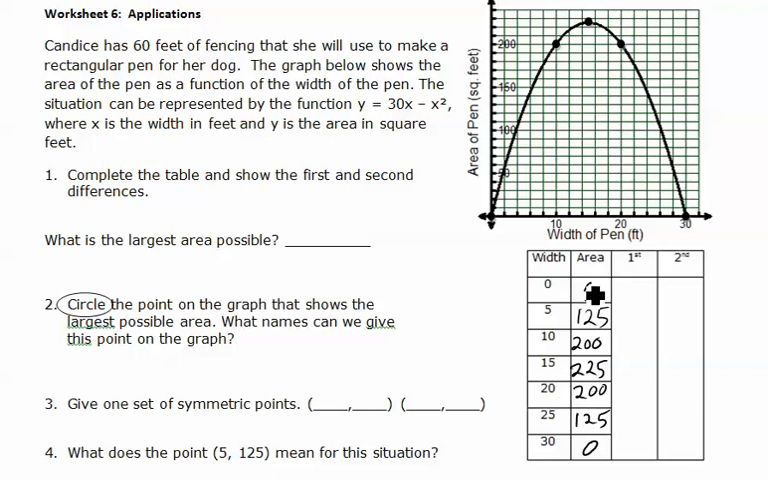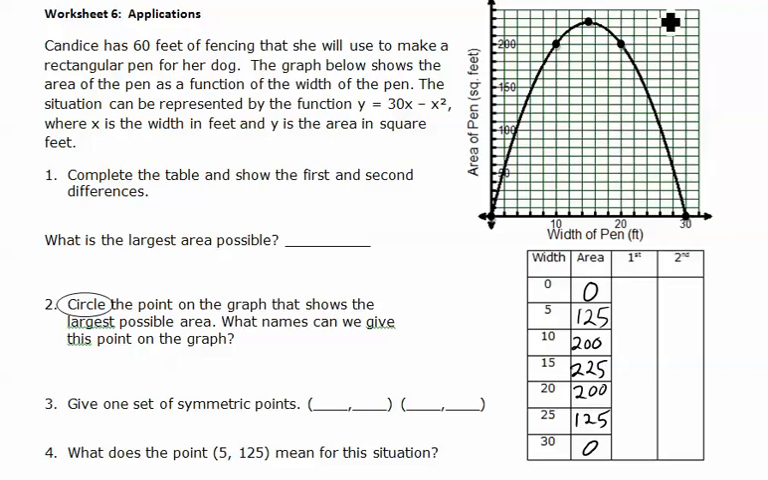Okay, so we can tell here from the table what the vertex is. The vertex is this point here, from the graph. And from the table we can also see where it was the highest, which was at 15, 225. Also the zeros are here and at 30. So that's saying that if it was 30 feet long, then it wouldn't have any width. Or it says 30 feet wide, it won't have any length, and so it will have 0 area. And all of these are different points in between.